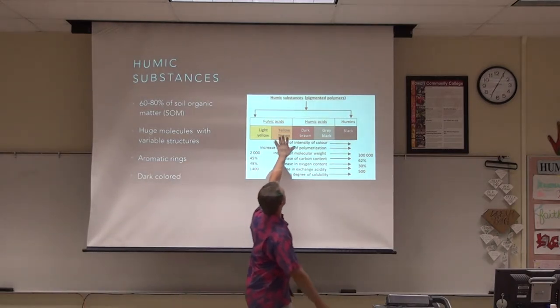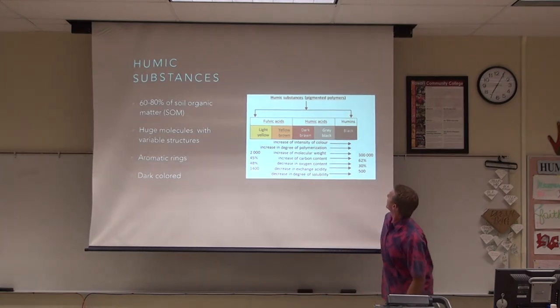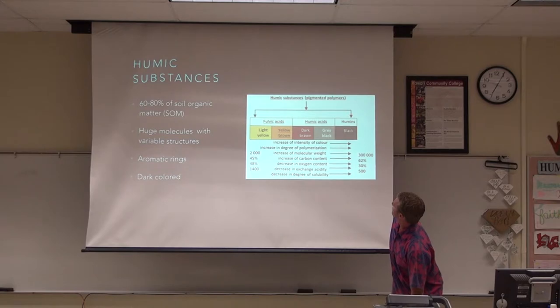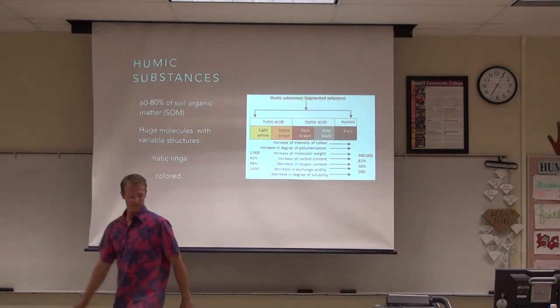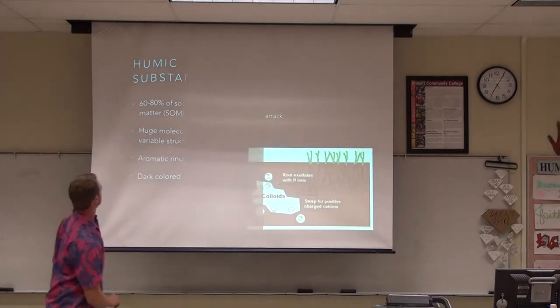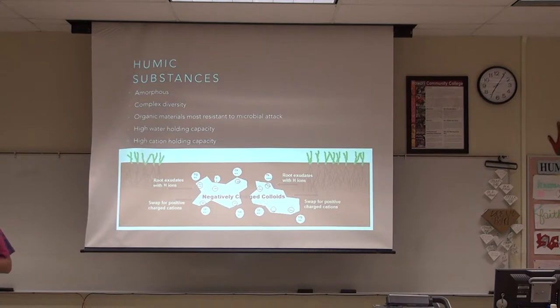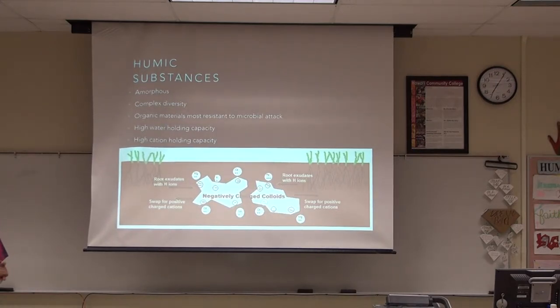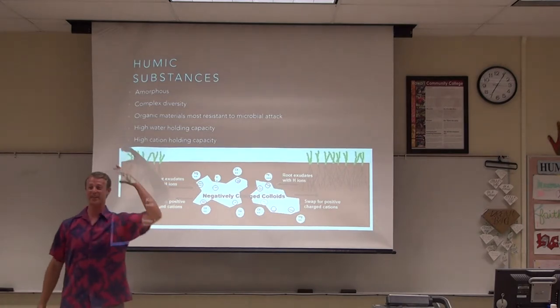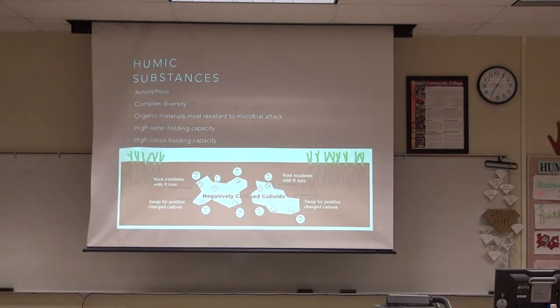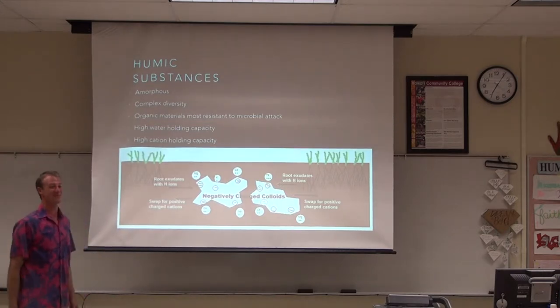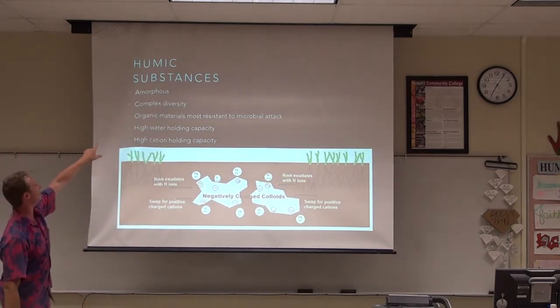Humic substances, pigment, polymers, fulvic acids. Humic substances, as I mentioned, are amorphous. They don't have a distinctive shape, where the clays have a distinctive shape. They have a complex diversity because they come from different places. Comes from wood, comes from a leaf, comes from an insect, comes from the hoof of a horse, whatever. Comes from so many different places, so you're going to have very complex diversity.